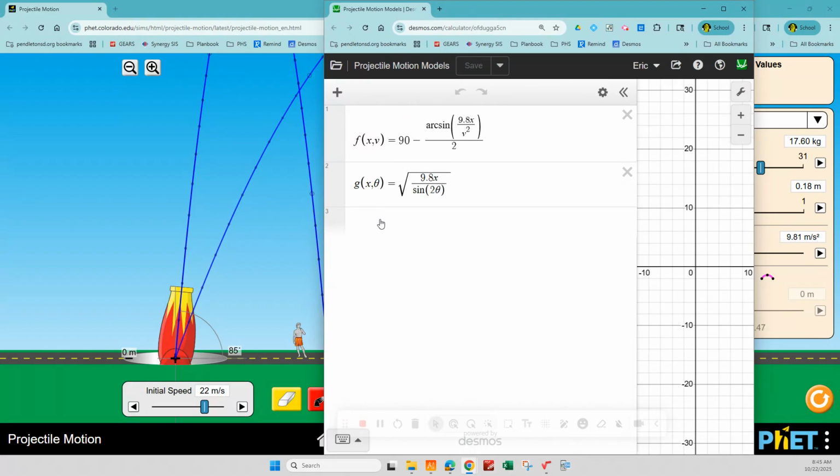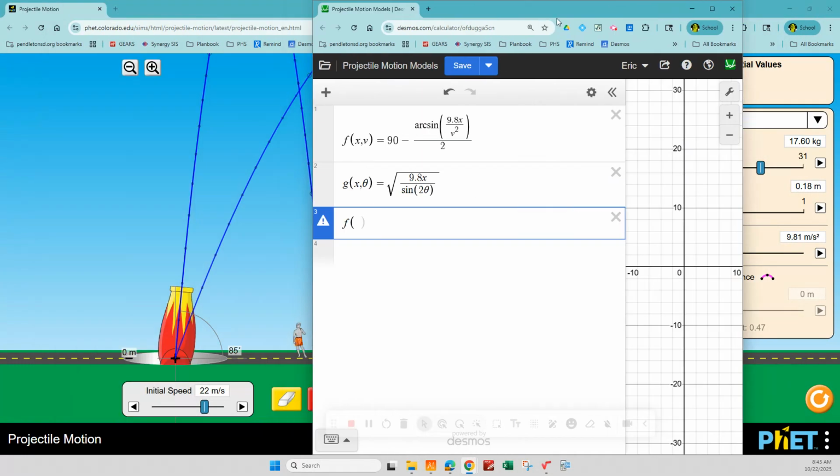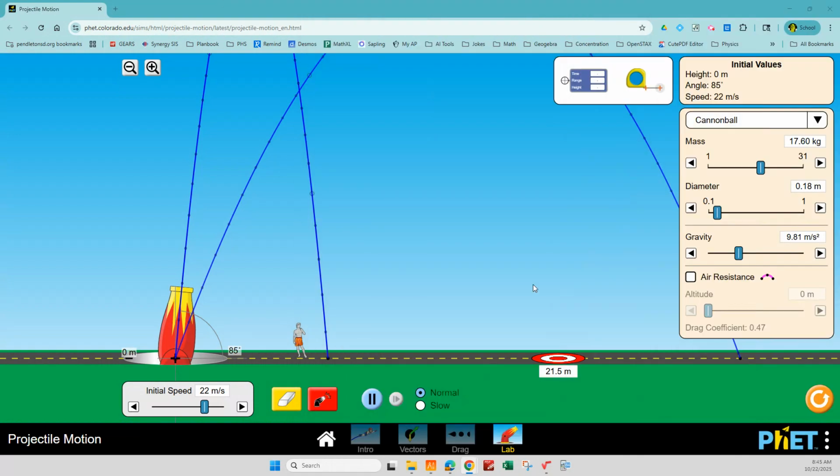Okay, so we're going to use the function f, and we're going to input x first. So the x, that was 21.5, right? We're calling that the range. Yep, 21.5. And then we were inputting a speed of 22, and so it calculates an angle of about 77 point some change. So we'll just round it to 77. Let's see how we did.